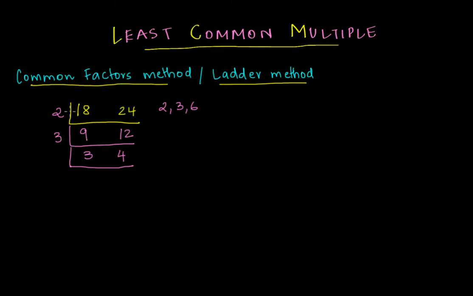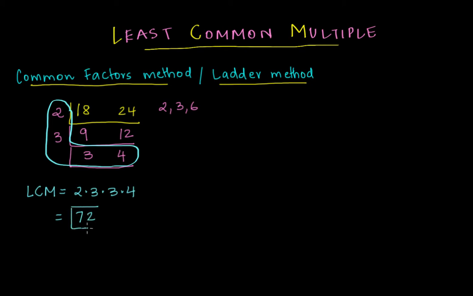The way you find the LCM is you draw an L around these numbers, and the LCM is actually the product of all these numbers. So the LCM equals 2 times 3 times 3 times 4, and 2 times 3 is 6, and 3 times 4 is 12. So that is 6 times 12, that is 72. So that was fairly simple.